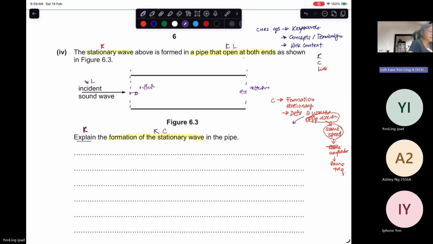So again, when we have open ends, what do we need to know? We need to know that formation of standing waves in pipes is about resonance as well. So that's another context. It's a resonance phenomenon. And when they give you open ends, there is actually a boundary condition. What's the condition for it to occur? The boundary condition is such that you have displacement antinodes at both the ends.